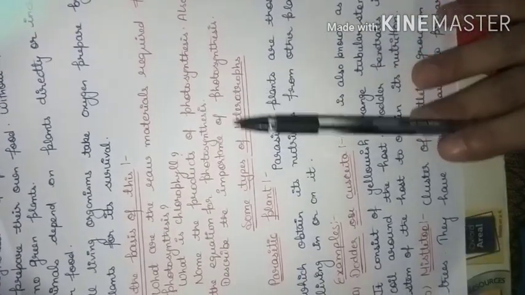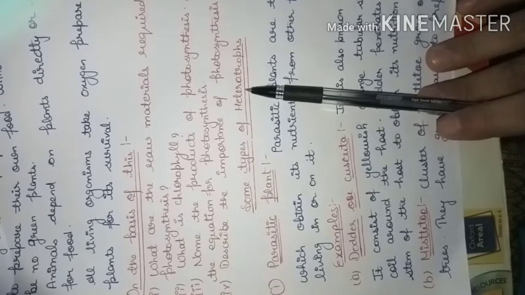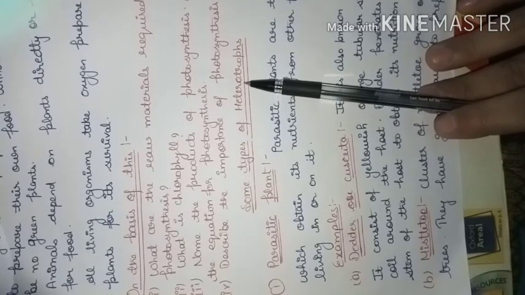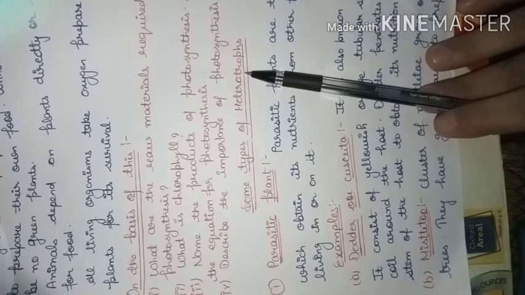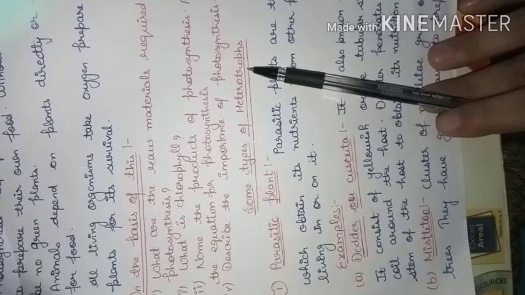Now let us understand the next mode of nutrition, that is heterotrophic nutrition. As we remember, those organisms which cannot prepare their own food, which depend on plants for food, are known as heterotrophs. There are some examples of heterotrophs we will study in this chapter. So let's start with the very first of them.